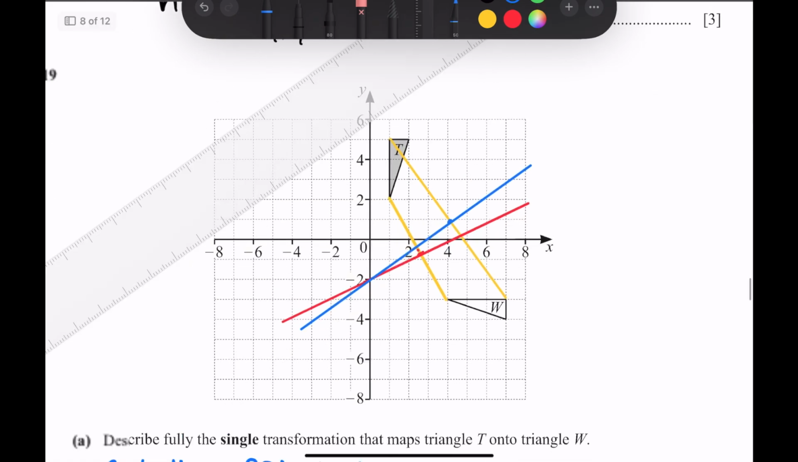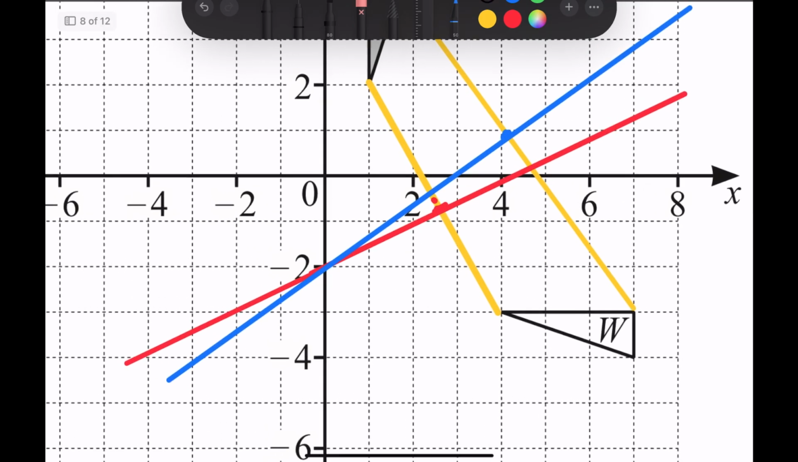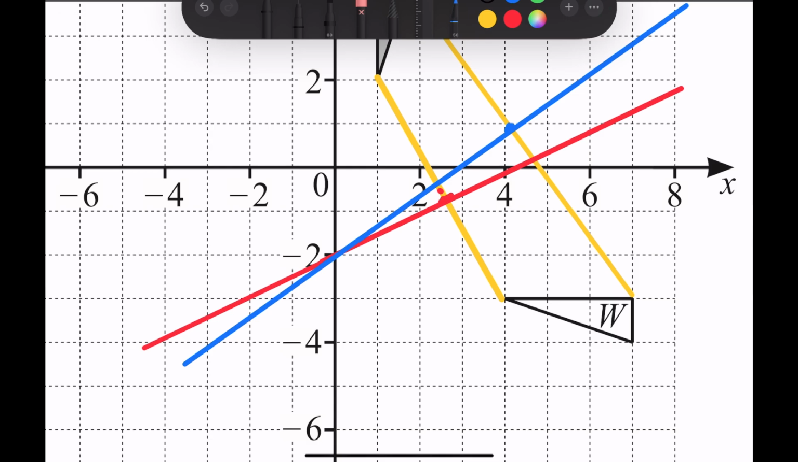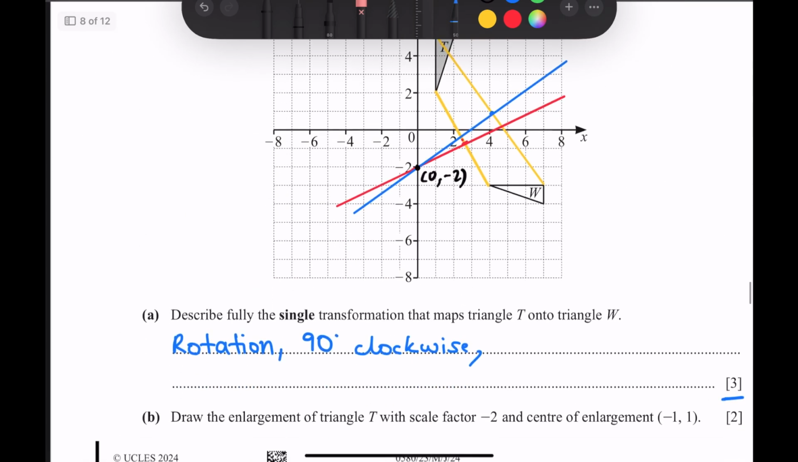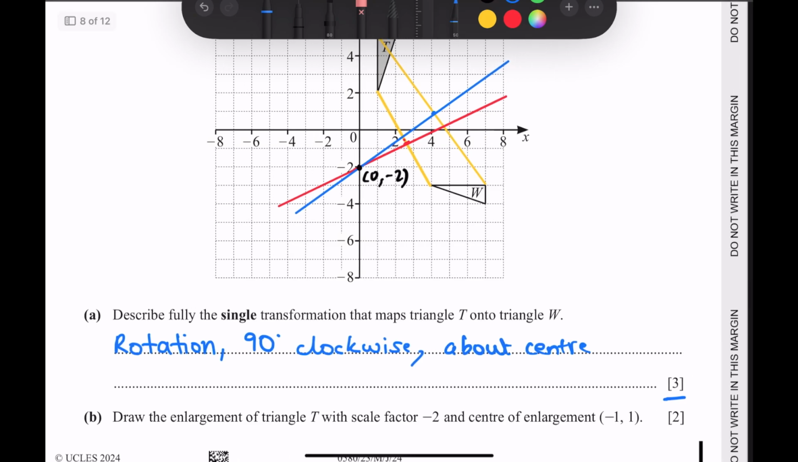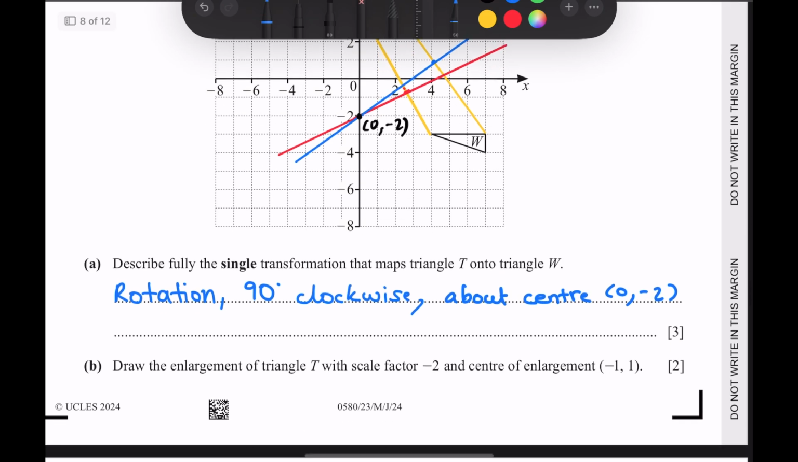As you can see, the two perpendicular bisectors of these two line segments that join two corresponding points on the two triangles meet at a single point, 0, -2. So this is the center of rotation. So for the third point, I'll write rotation about center, then bracket, because it's a point, 0, -2, since that is the coordinates of the point. That is your 3 points for the part A.